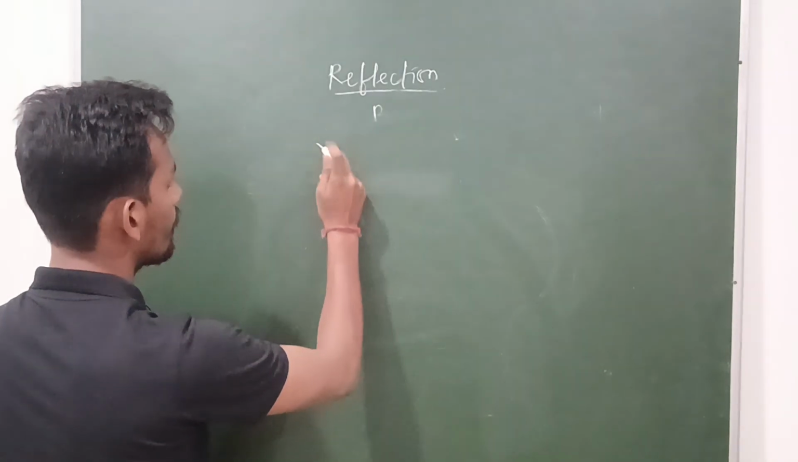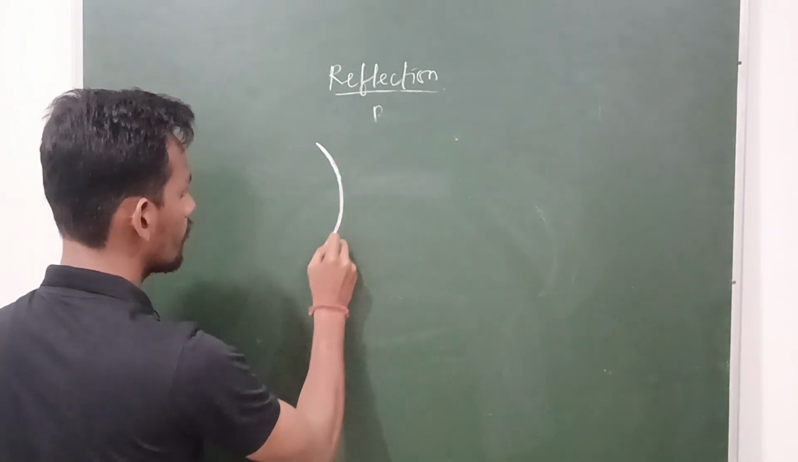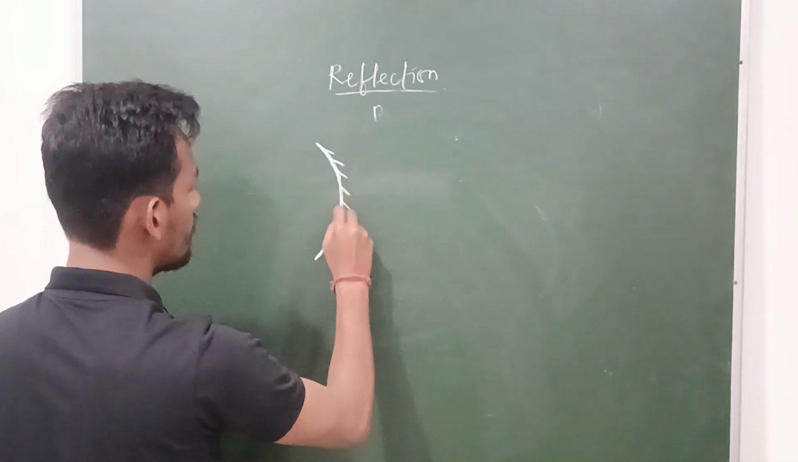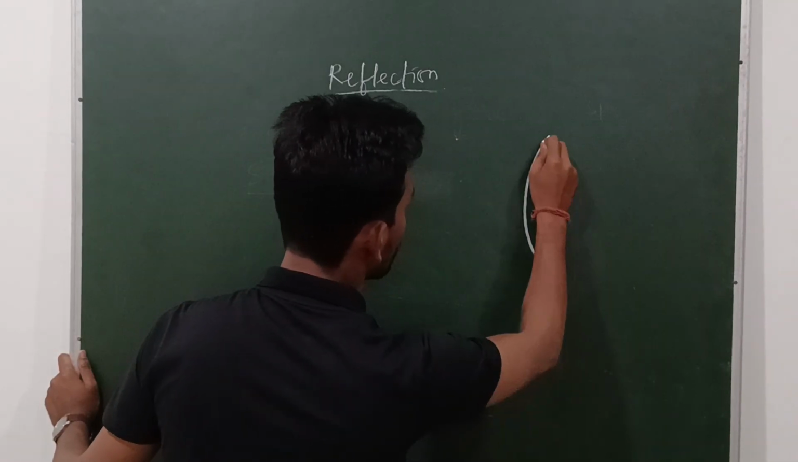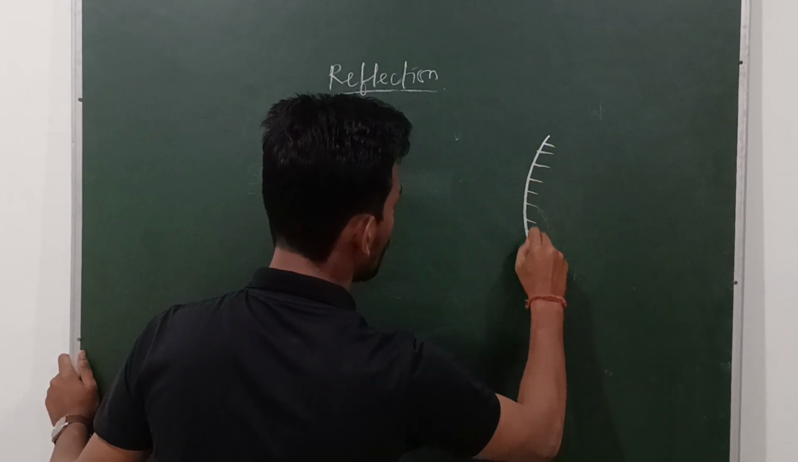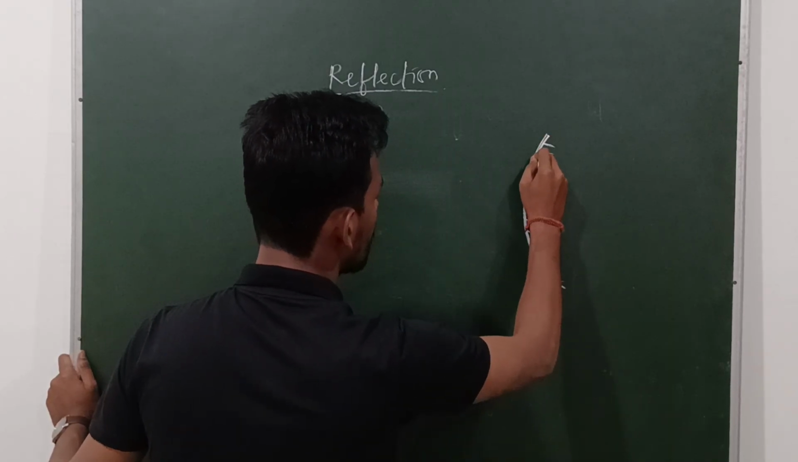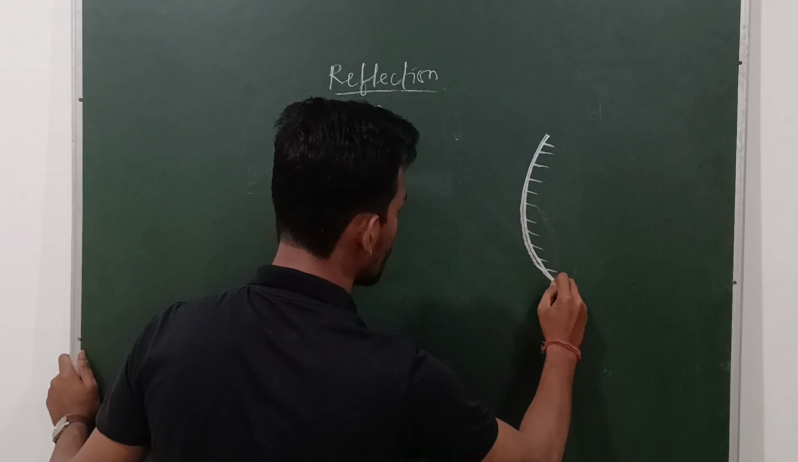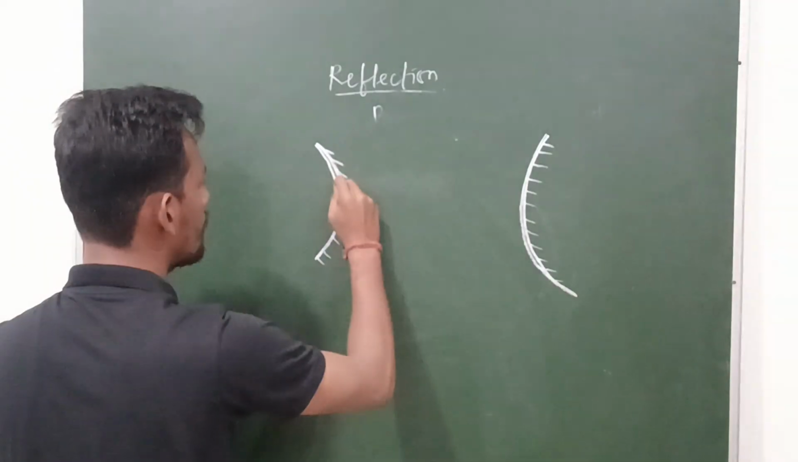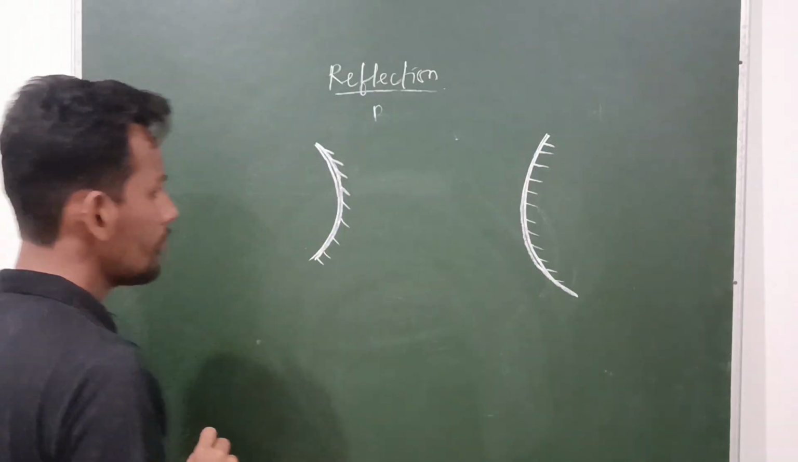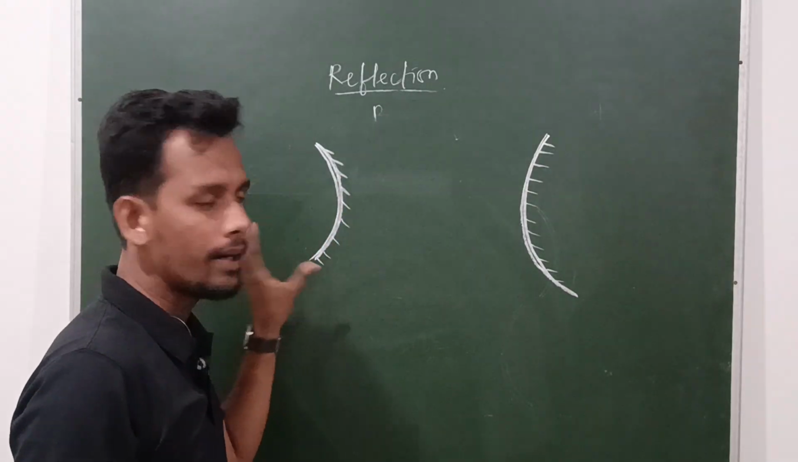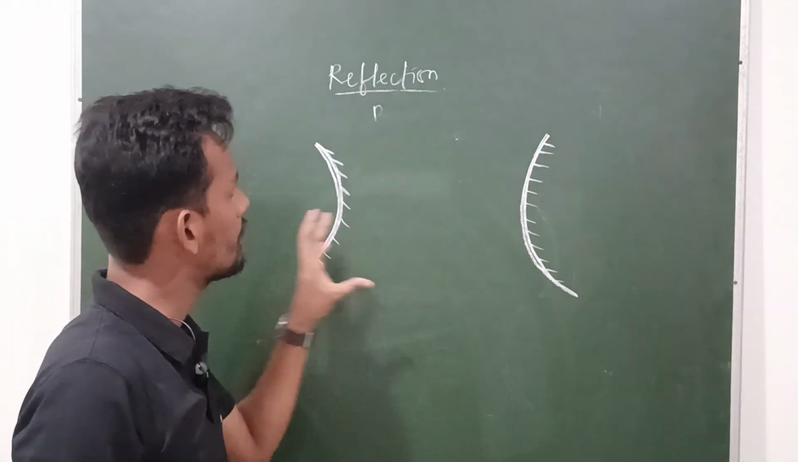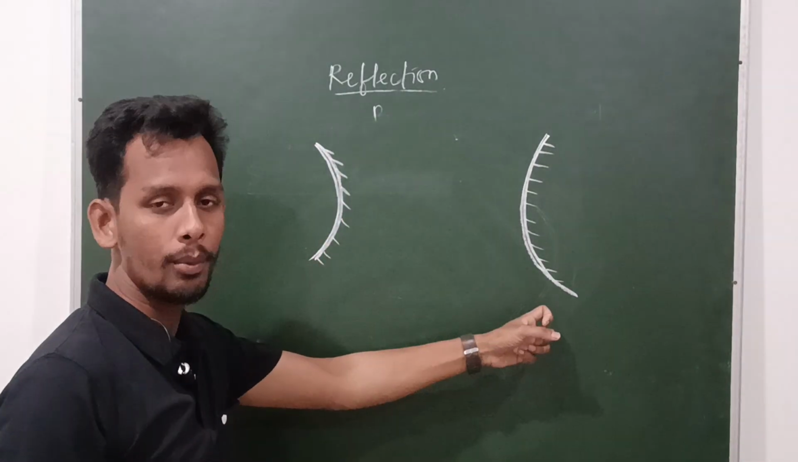So first, this is the concave mirror. This is the convex mirror. These are the reflecting surfaces. In case of convex, this is the reflecting surface. In case of concave, this is the reflecting surface. Clear? These two surfaces are part of a sphere. So these are two spherical mirrors. This is concave, this is convex.